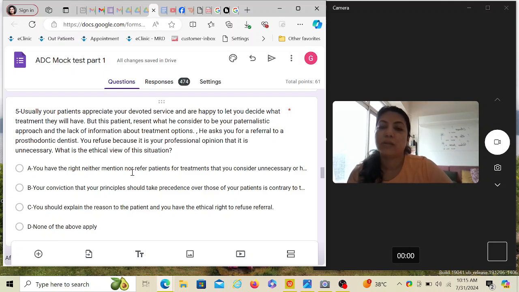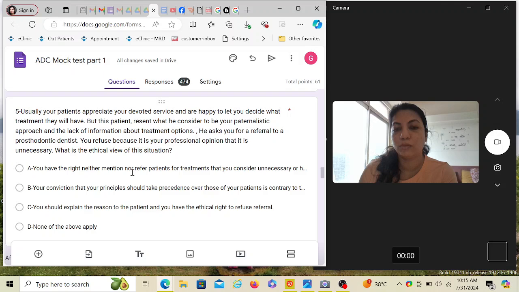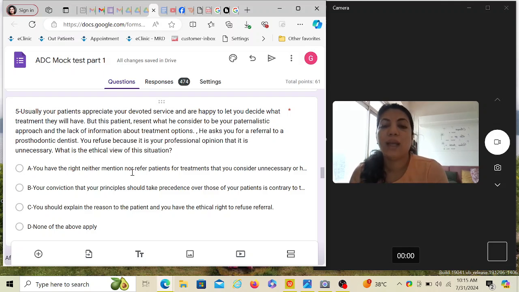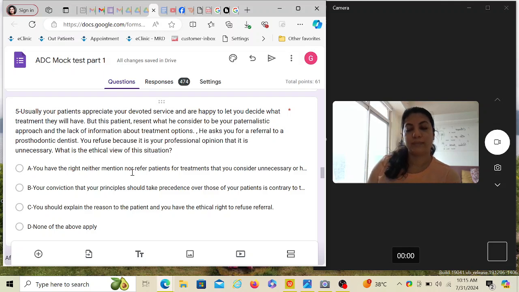Usually, your patients appreciate your devoted service and are happy to let you decide what treatment they will have. But this patient resents what he considered to be your paternalistic approach and the lack of information about treatment options. Okay, this particular patient feels that you are not aware of the treatment options. He asks you for a referral to a prosthodontic dentist. You refuse because it is your professional opinion that it is unnecessary. What is the ethical view of the situation?